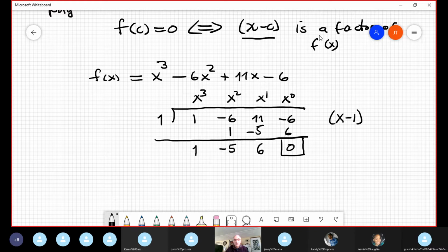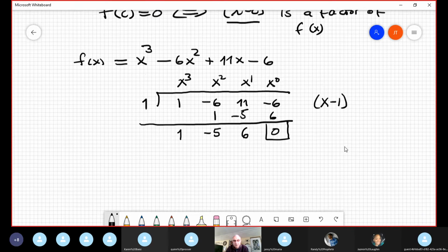Okay, one important thing you have to remember: you divide by 1 positive here, but actually the thing we are doing is dividing by x minus 1. Opposite sign, right? Okay, let me continue synthetic division.